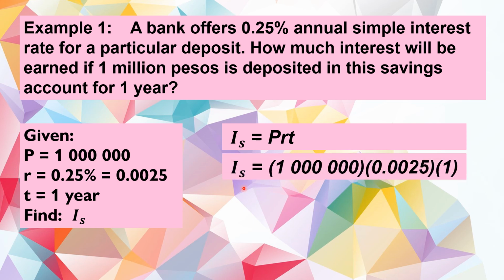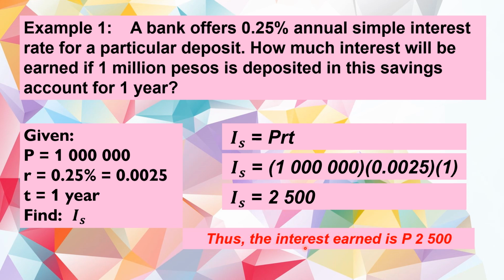So, simple interest equals, our principal is 1 million, our rate is 0.0025, times our time is 1. Multiplying these 3, we will get 2,500. Thus, the interest earned is 2,500 pesos.